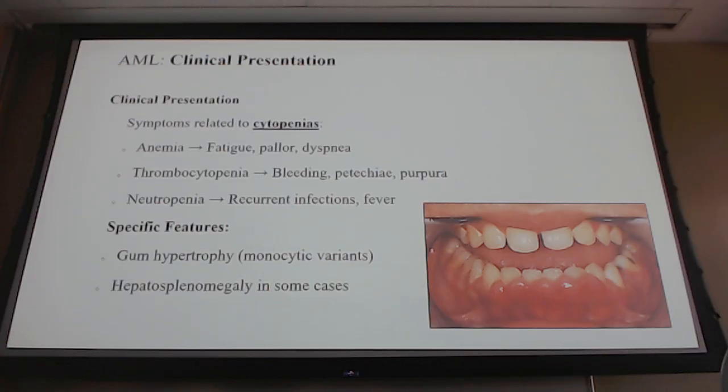Neutropenia, recurrent infections, fever, and then specific features, that gum hypertrophy, right? See that in the bottom? What else would you see that in? Young patients, what do young people in the Army like to do? Dip, you may see that hypertrophy right there.